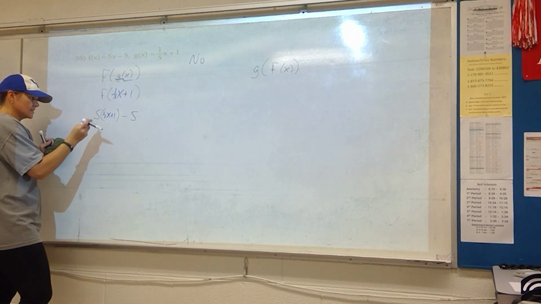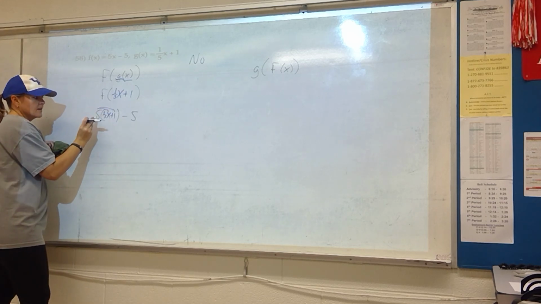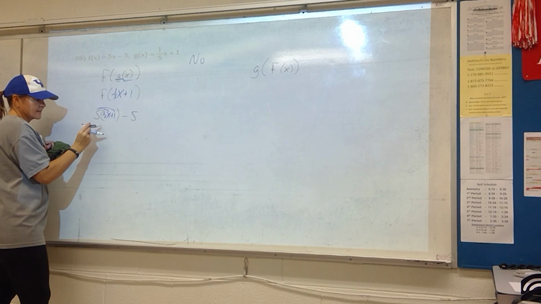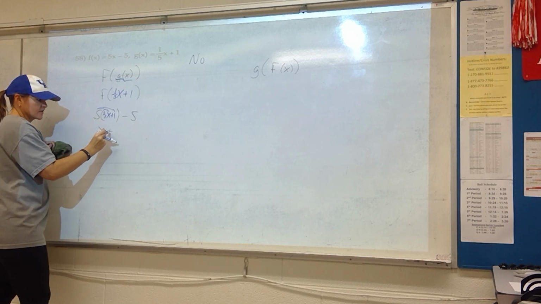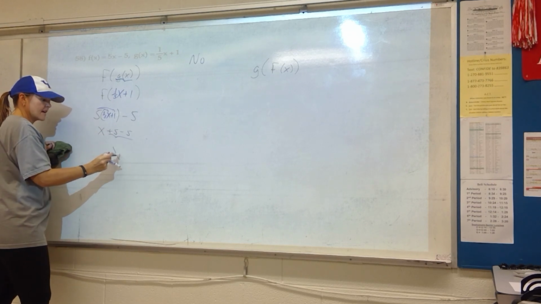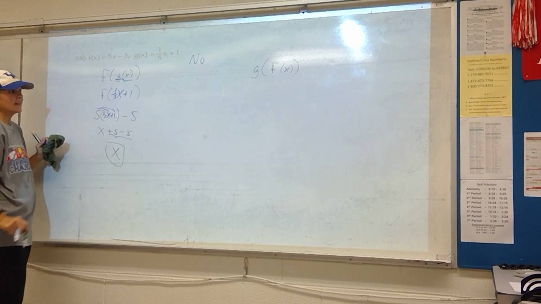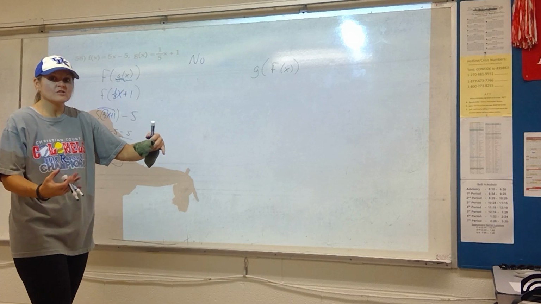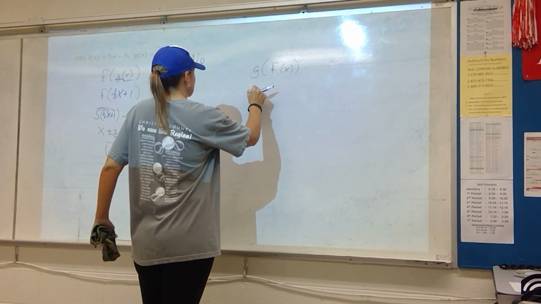Hey, look what happens. Nice stuff happens. You distribute. 1/5 of 5 is going to be 1x. 5 times 1 is going to be 5. You bring down the 5. 5 minus 5 cancels. You are left with x. First half of the problem, good. But g of f of x also has to equal x. So start on the inside.